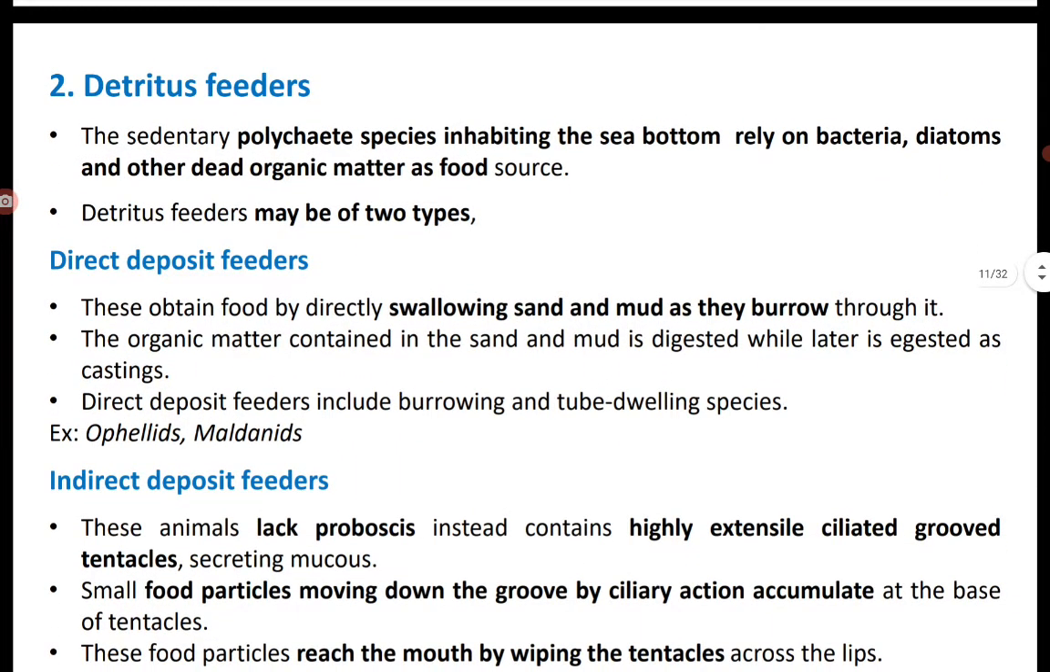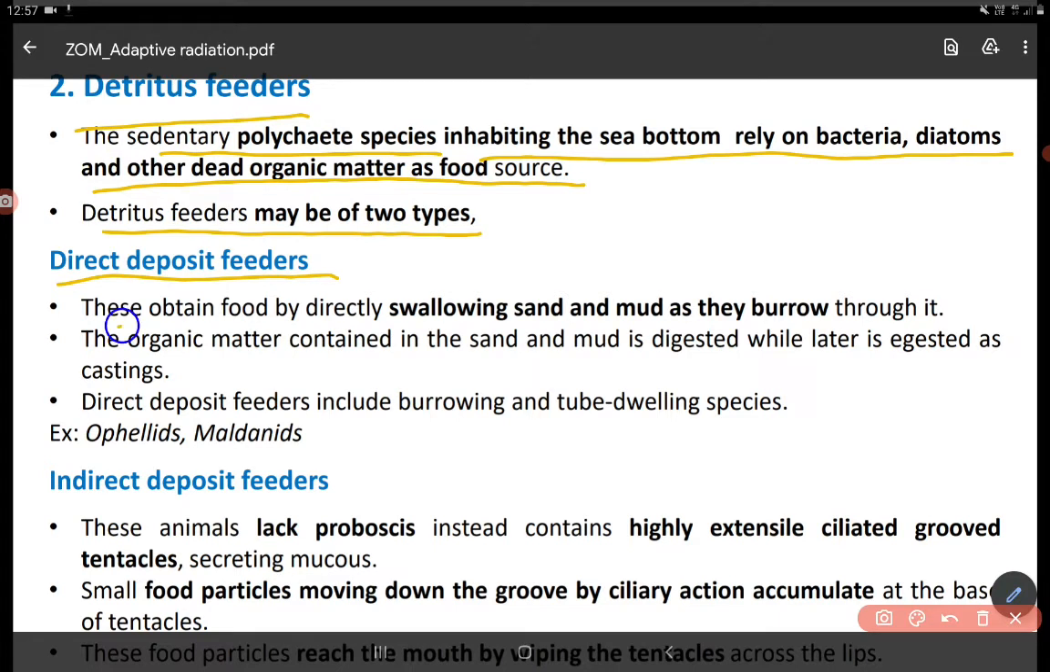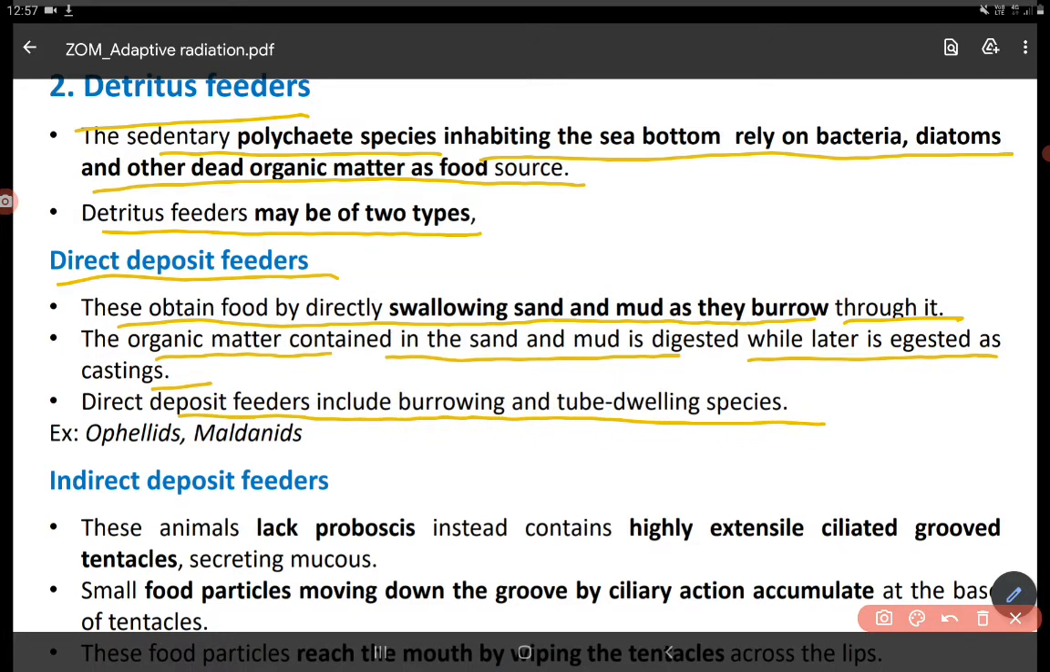After raptorial, that is detritus feeders. The sedentary polychaete species inhabiting the sea bottom rely on bacteria, diatoms, and other dead organic matter as a food source. Detritus feeders may be of two types. Direct deposit feeders obtain food by directly swallowing sand and mud as they burrow through it. The organic matter contained in the sand and mud is digested, while the rest is egested as castings. Direct deposit feeders include burrowing and tube-dwelling species, opheliids and maldanids.